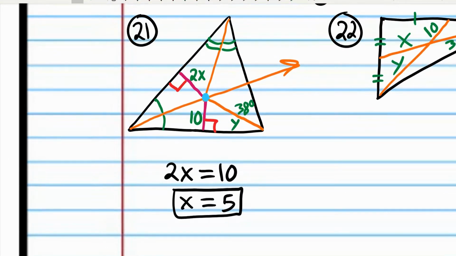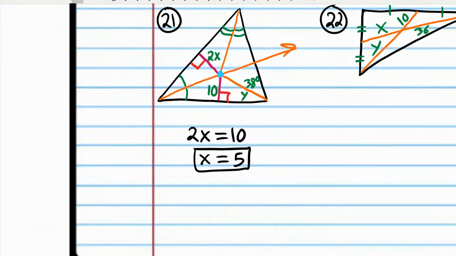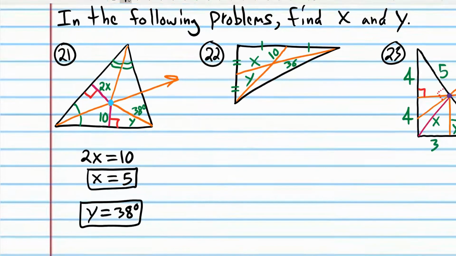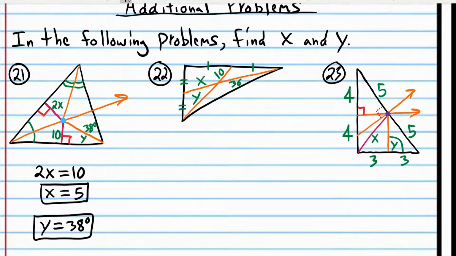Now, this segment over here, we don't know that that's an angle bisector, but we know that it starts from the vertex and it goes to the incenter. So that actually shows that it is an angle bisector. So that means that y is equal to 38 degrees. All right. So these are much quicker problems.